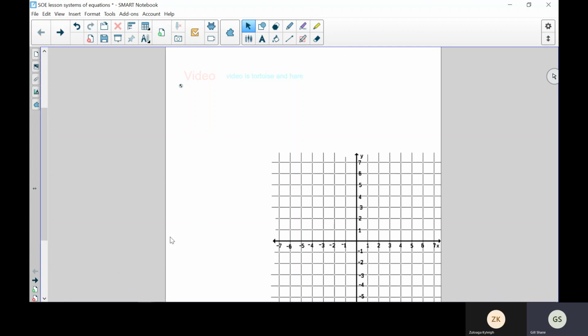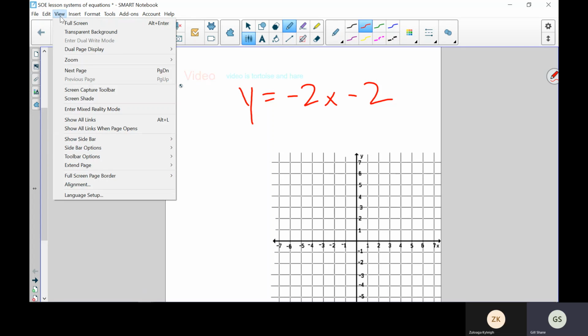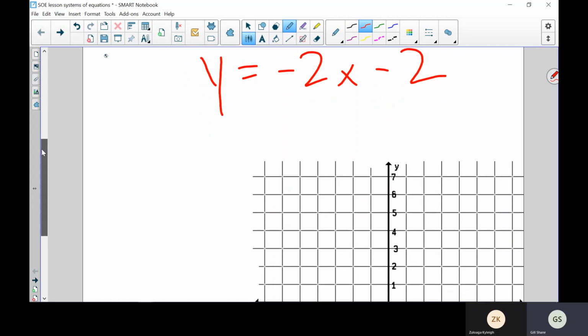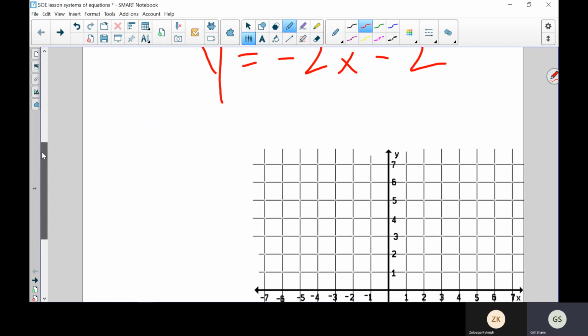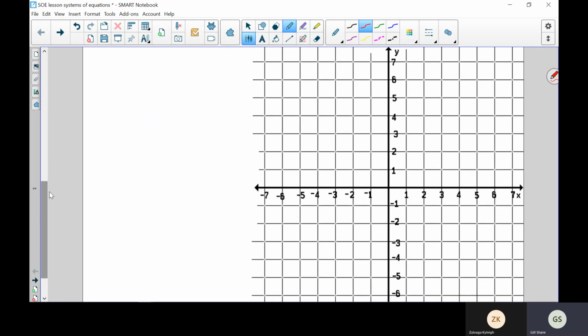What is it? Y equals negative 2x subtract 2? That's it, right? All right, so again, same exact thing we just did. Let me see if I can zoom in a tiny bit. Oh yeah, definitely zoom in. Go. All right, so here we go. Y equals, you can see it on your sheet. I'm going to go ahead and scroll down to see more of the graph.